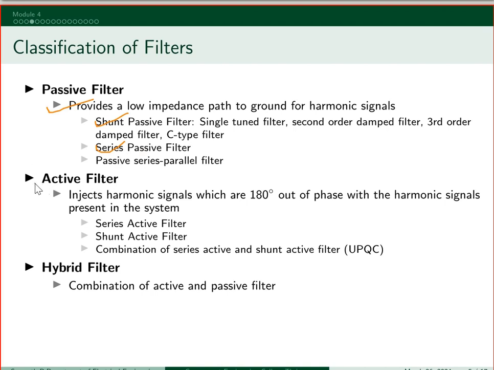And then you can also have the active filter. This active filter will be injecting harmonic signals which are 180-degree out of phase with the harmonic signals present in the system, thereby eliminating them. So you can have such types of filters like again series, shunt, as well as a combination of series and shunt. UPQC falls under this active filter, and then you have a combination of active and passive filter, which can be termed as the hybrid filter.